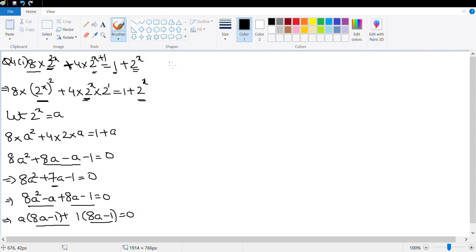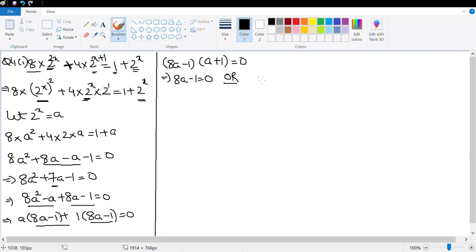8a minus 1 is common in both of them. So let's take 8a minus 1 common. What I get is 8a minus 1 times a plus 1 is equal to 0, which means 8a minus 1 is equal to 0 or a plus 1 is equal to 0, which means 8a is equal to 1 or a is equal to negative 1. So a is equal to 1 by 8 or a is equal to negative 1.